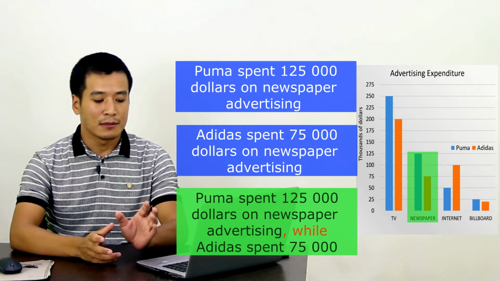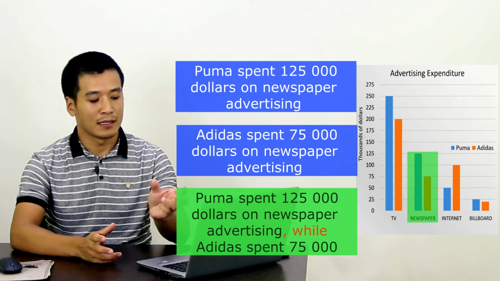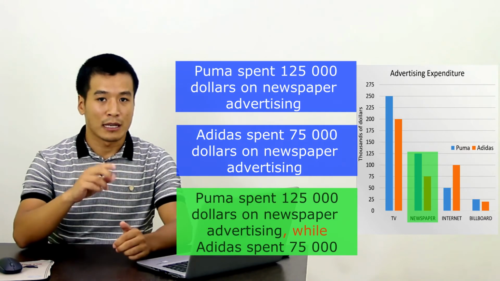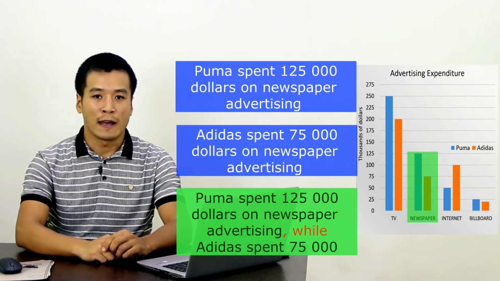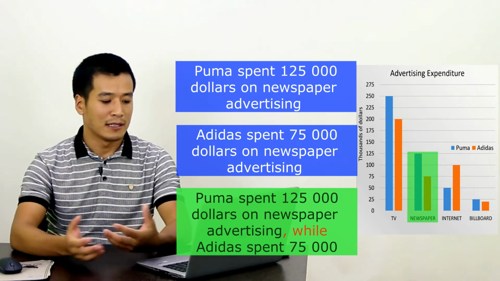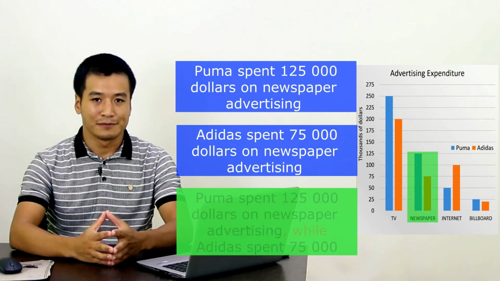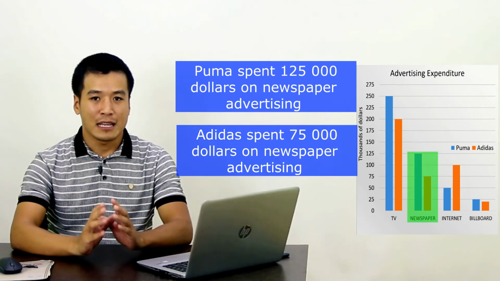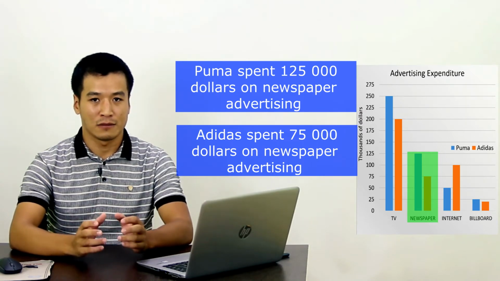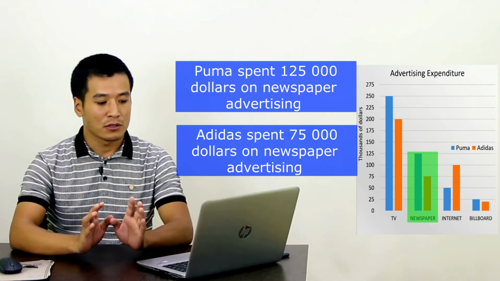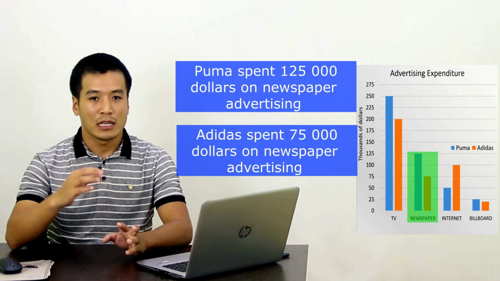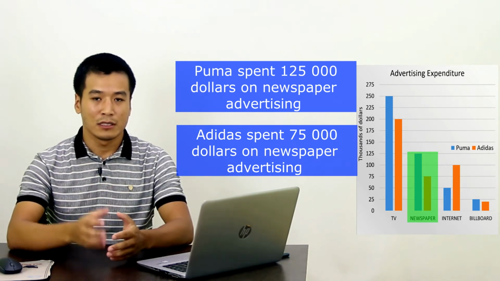And you can see the punctuation here. After the first part, after the "Puma spent $125,000 on newspaper advertising" part, I'm using a comma, and then I'm using the word while, and then I'm just writing the second part of the sentence, which is Adidas spent $75,000. Now you could also use the same sentence, but this time you could use the words in contrast and conversely. So we have the same expenditure on newspaper advertising, $125,000 and $75,000, but this time we're going to use in contrast and conversely. So let's read it one more time.